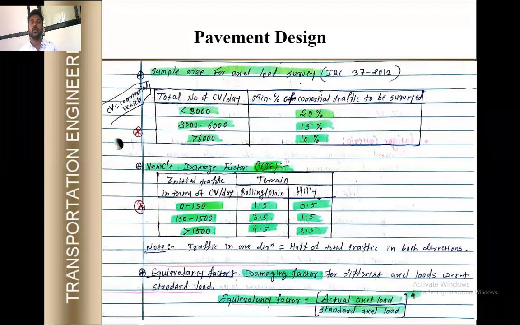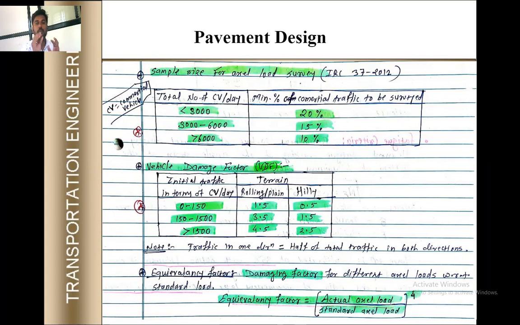So we need to carry out the survey for the sample size for the axle loads. And in this survey, how many vehicles are to be tested or checked whenever we are performing this survey? If the commercial vehicles passing on that road are less than 3,000 per day, then at that time we have to check 20% of the commercial vehicles. Okay, we have to check 20% of commercial vehicles.